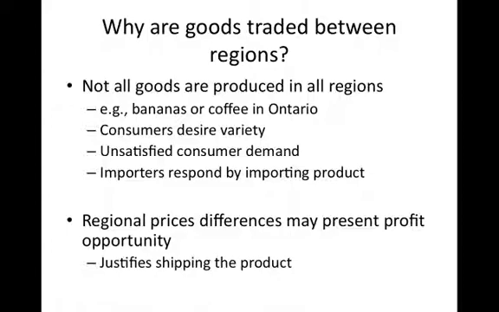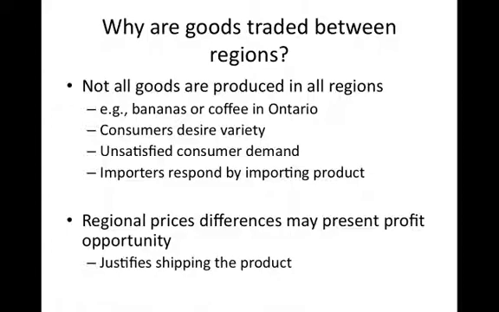What this means is that we could have unsatisfied consumer demand. When that happens, we might actually see importers respond by importing the product and selling it to consumers for whom there is a market. So one reason we do see trade is because we just can't produce all the goods that we'd like to consume within Canada or within Ontario.